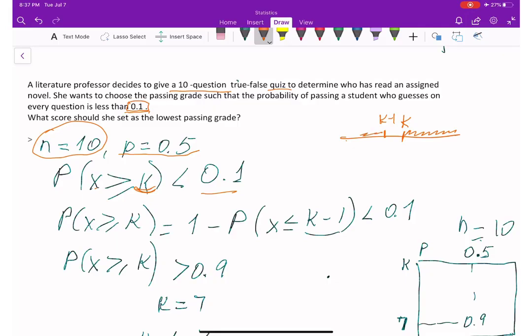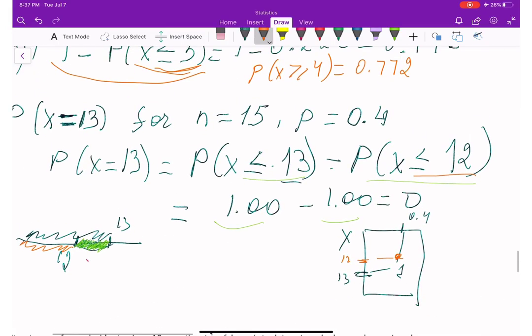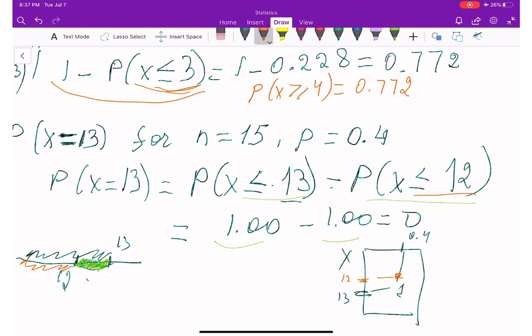So, X less than K minus 1, subtracting from 1, and it's going to be less than 0.1. This is the condition for the passing grade. X greater or equal to K, we rewrite in the format that is less or equal, and that's going to be 1 minus the probability of X less or equal to K minus 1. I hope you understood why I do K minus 1. Because if it's 13, then it has to be less than 12.